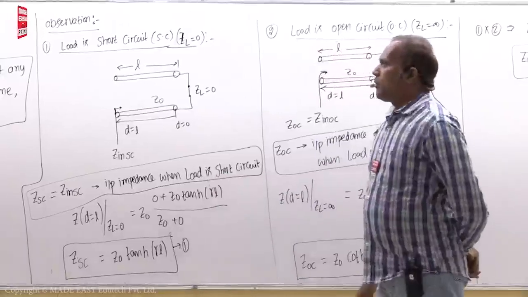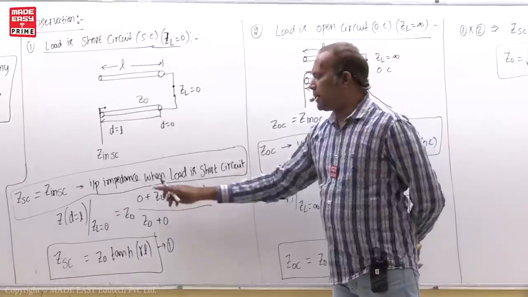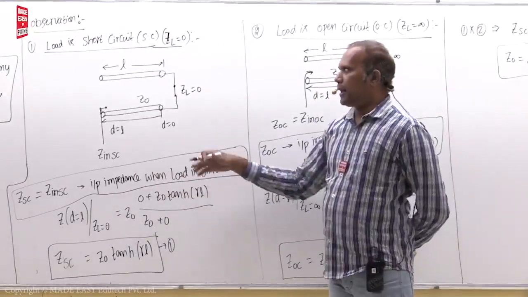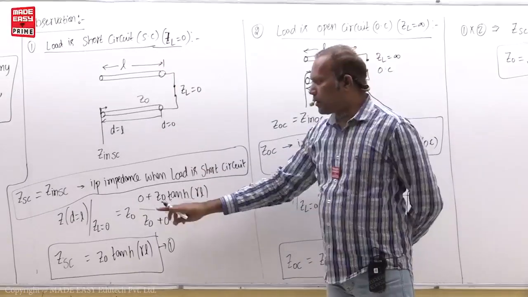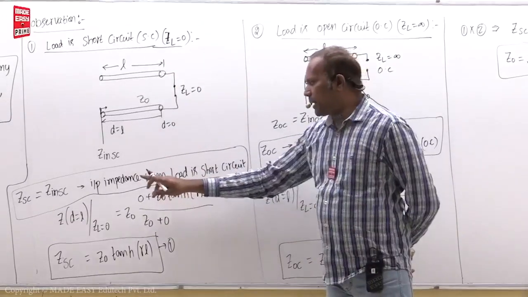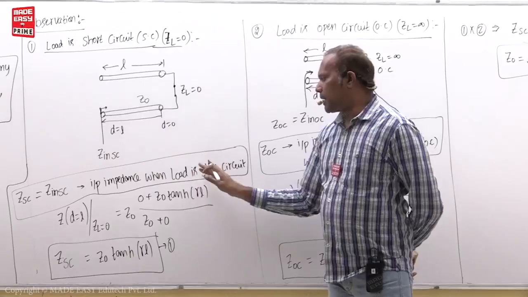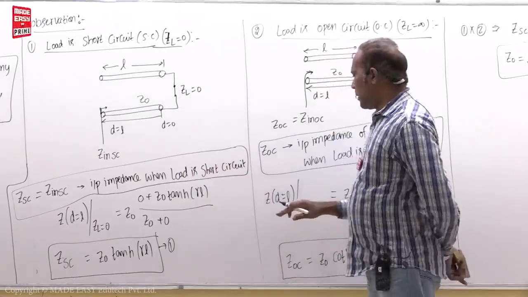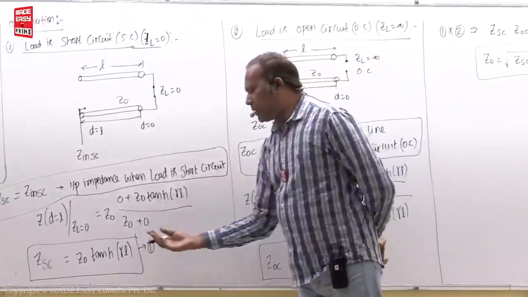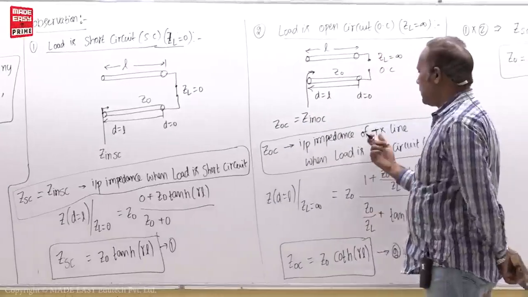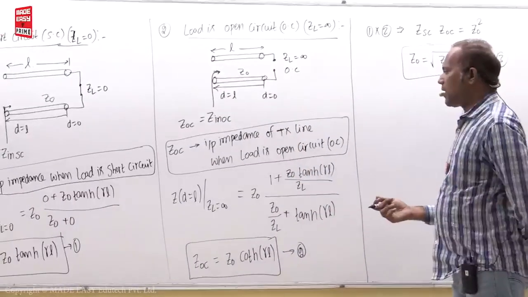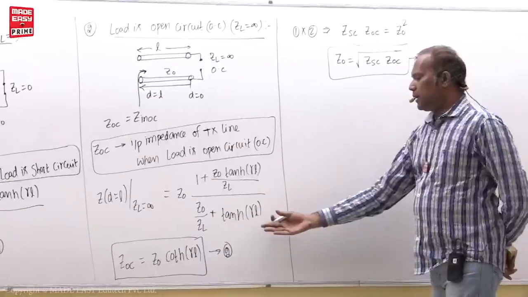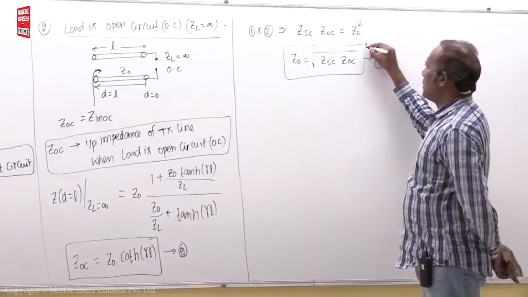Okay, so whenever you see this observation, read this. How to do revision: after seeing this observation, read what is in the box. ZSC means input impedance of the transmission line when load is short circuit. Similarly, if you want, you can remember this equation. Then this one, ZOC, means input impedance of transmission line when load is open circuit. Then this is the equation. This is a very important equation.